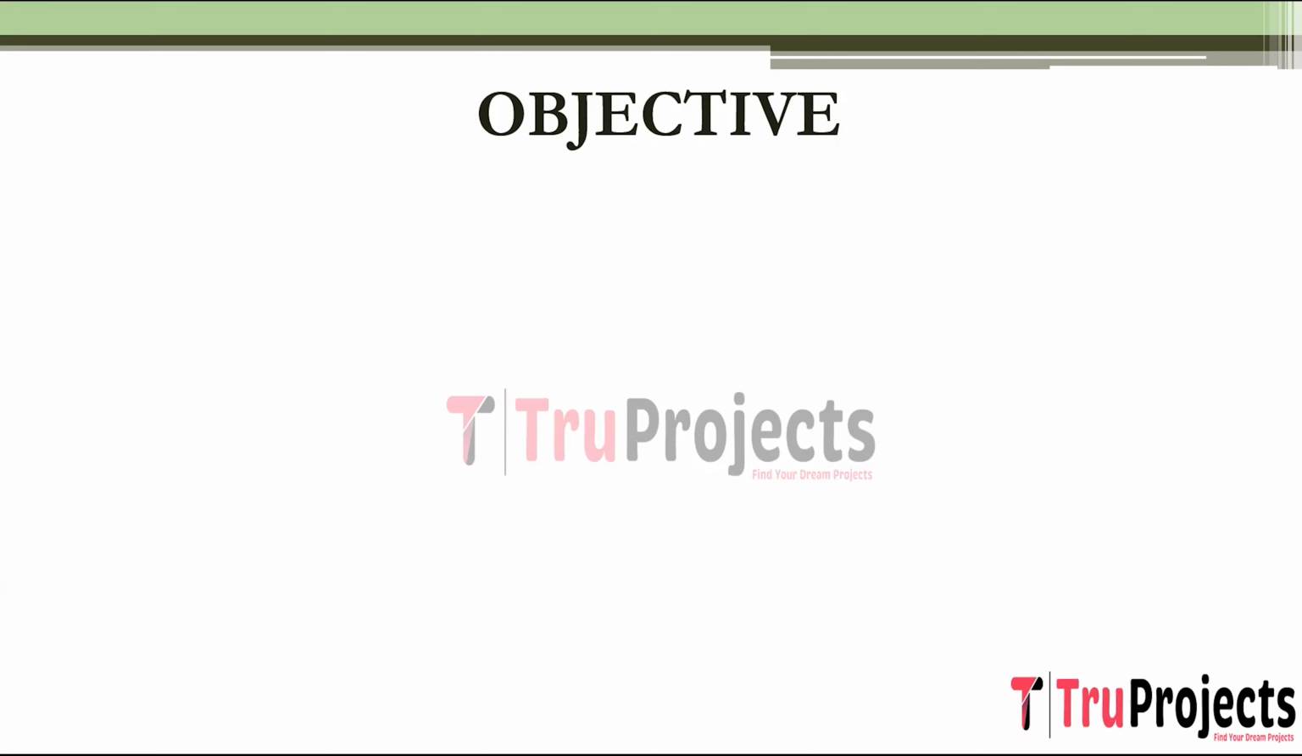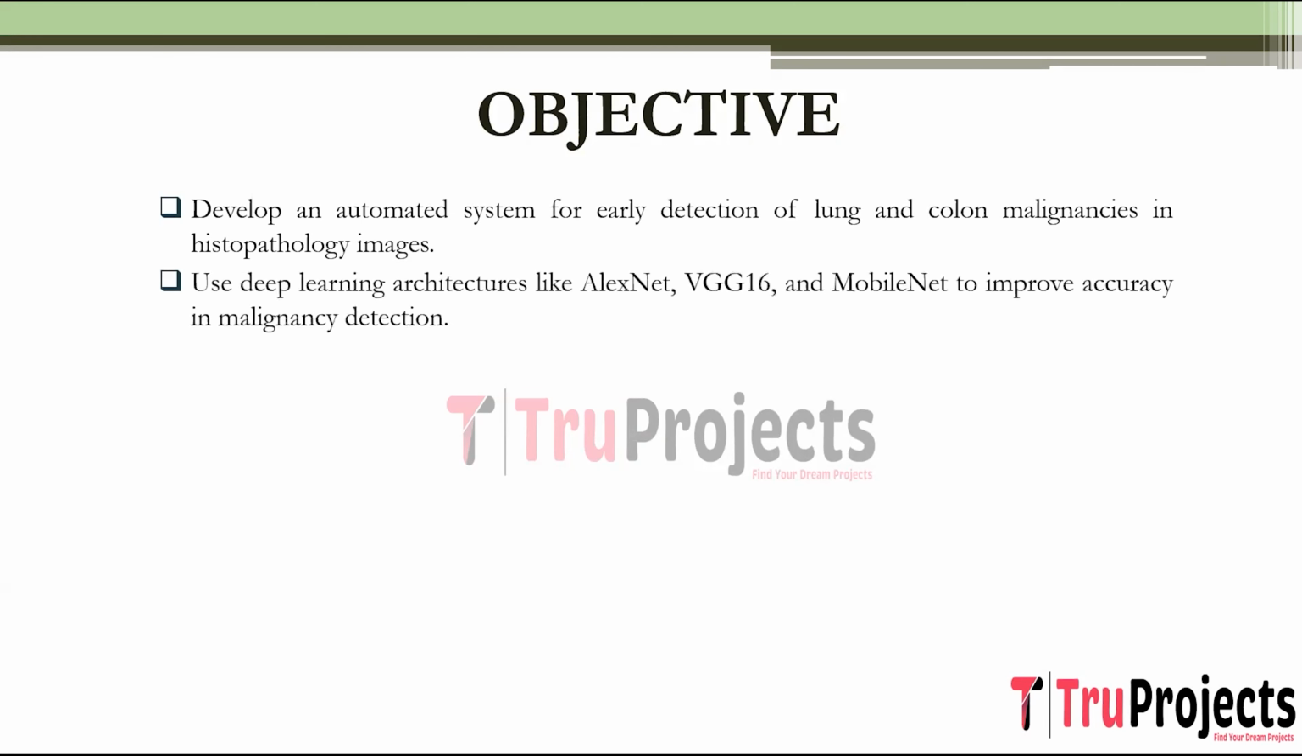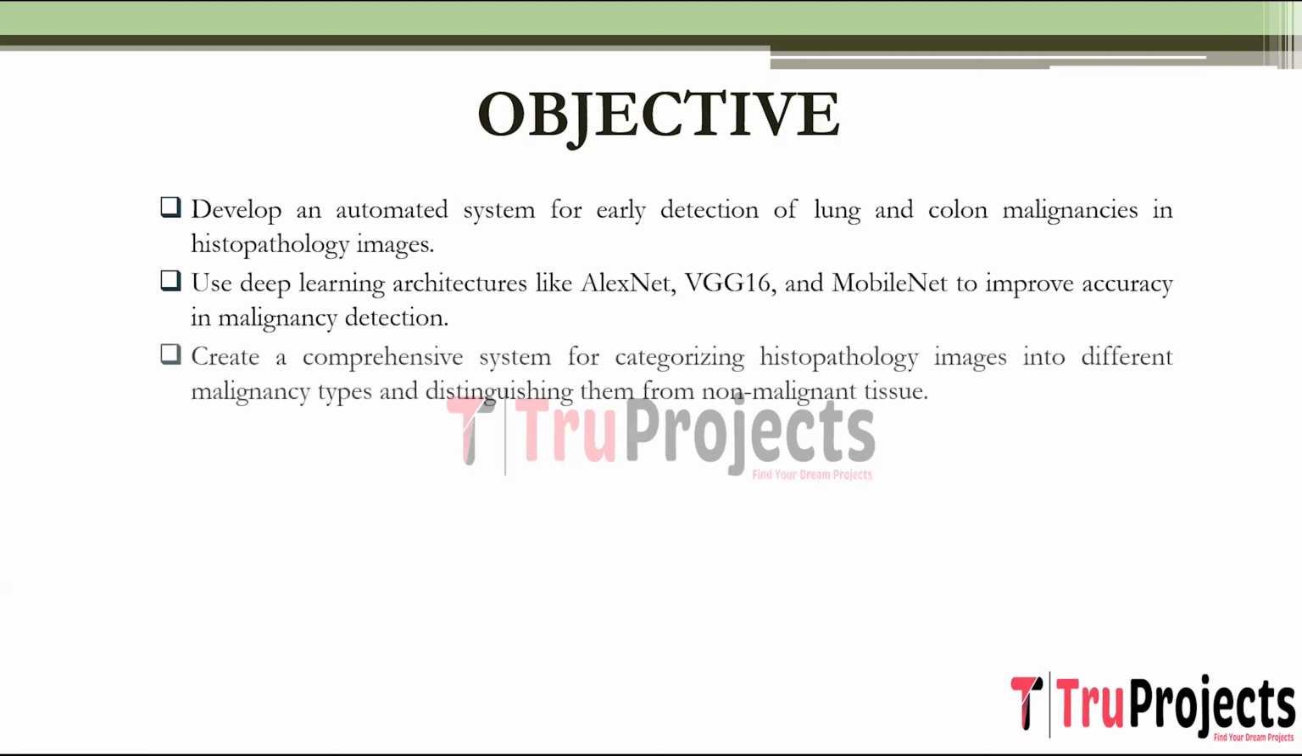The objective of the project is to develop an automated system aimed at detecting malignancies in lung and colon histopathology images, with the ultimate goal of enhancing early diagnosis and treatment efficiency for patients afflicted with lung and colon cancers. The aim is to utilize cutting-edge deep learning architectures such as AlexNet, VGG16, and MobileNet to extract features and classify histopathology images, thereby improving the accuracy and reliability of malignancy detection.